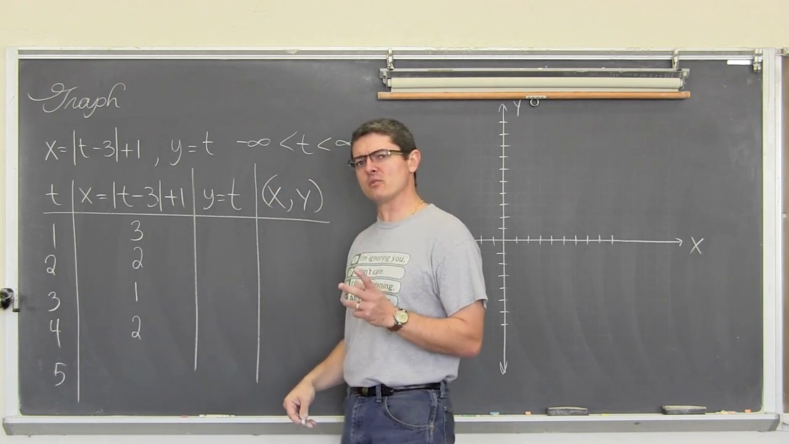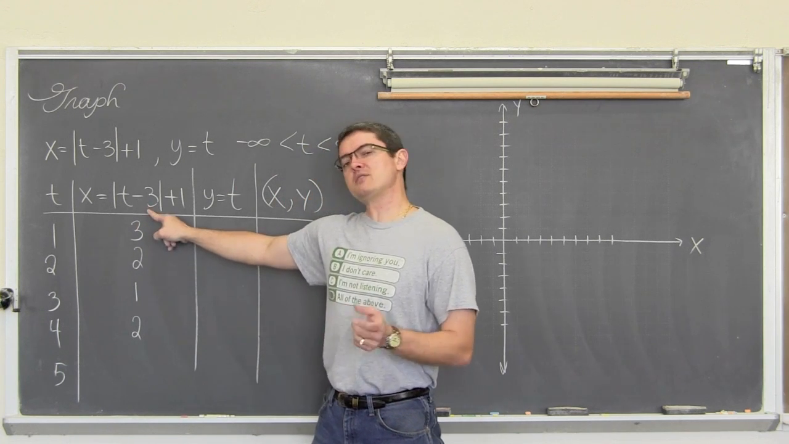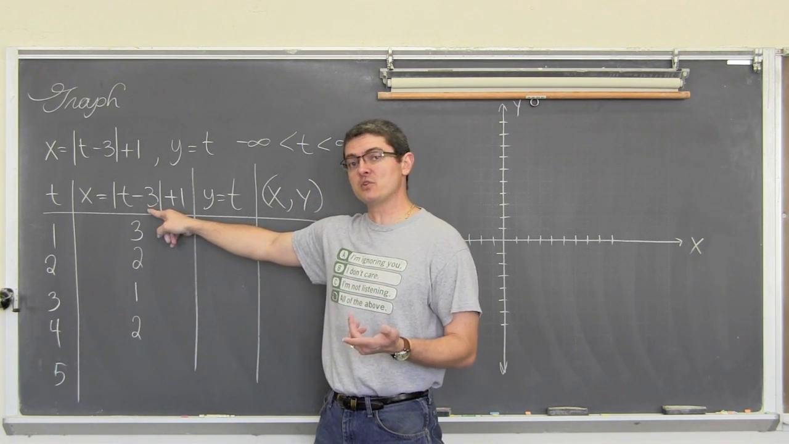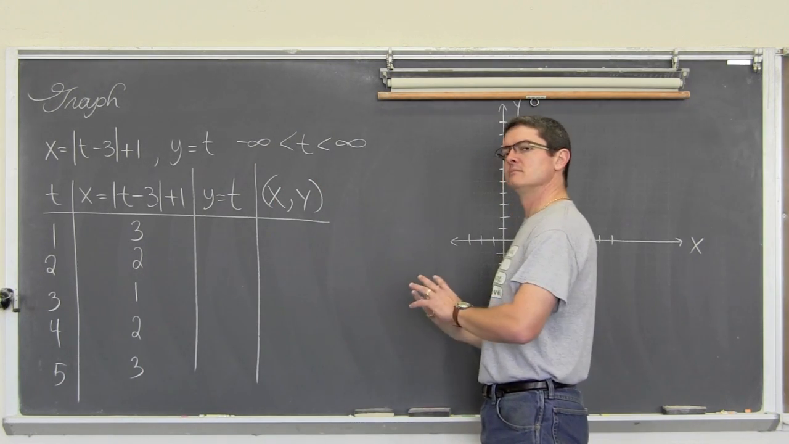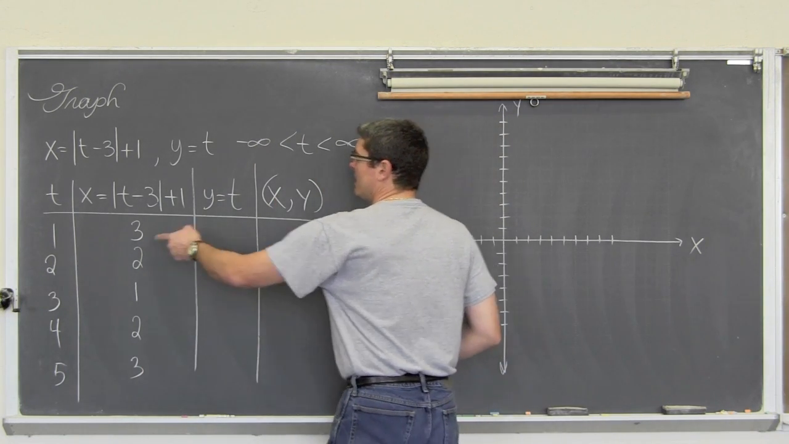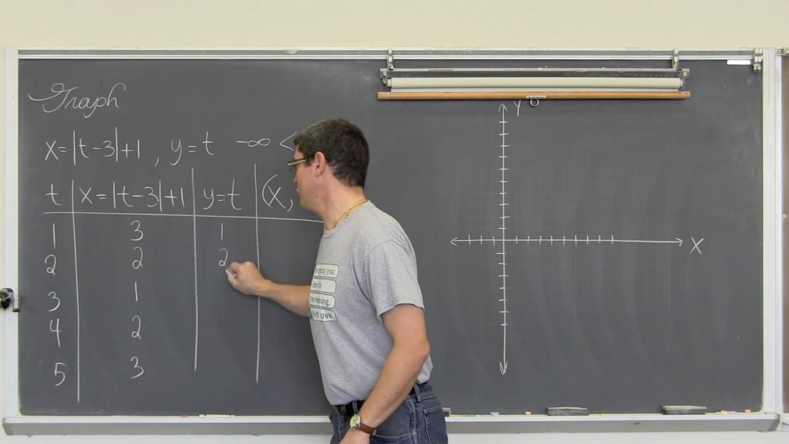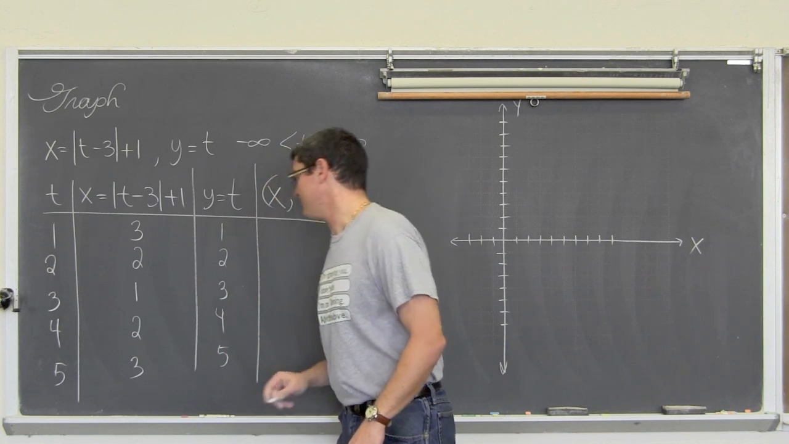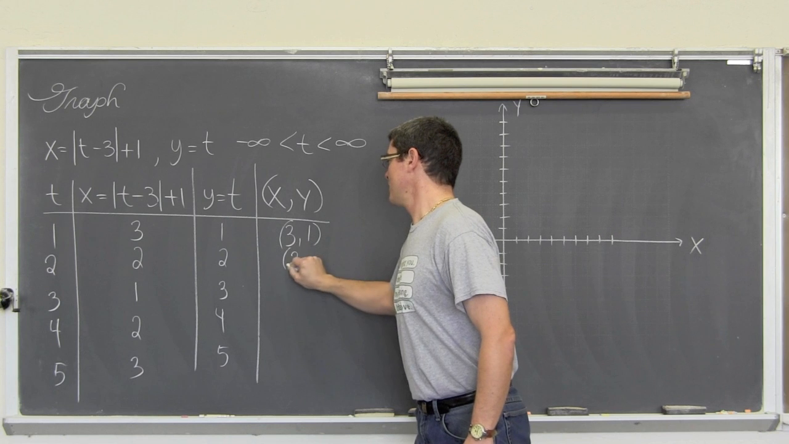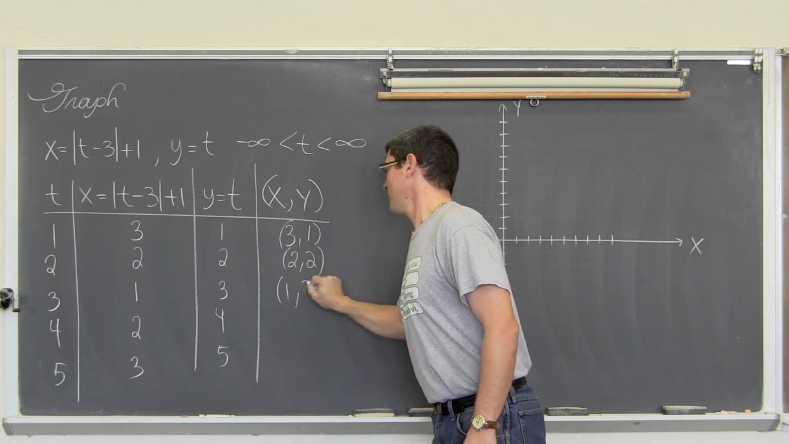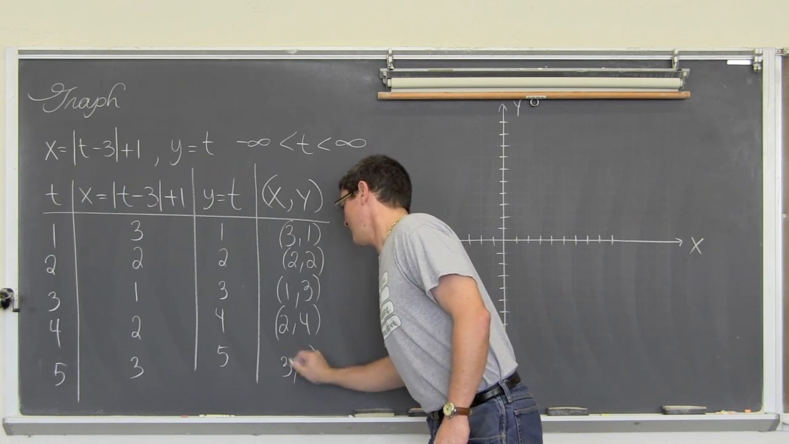So my x values are repeating. I'm not used to seeing that in a t-table. Plug in 5. 5 minus 3 is 2. Absolute value of 2 is 2. Plus 1 is, again, equal to 3. I wonder what that V shape is going to look like. Now, y is equal to t. So y is 1, 2, 3, 4, and 5. And our coordinates are, just to finish it up, (3, 1), (2, 2), (1, 3), (2, 4), and (3, 5).